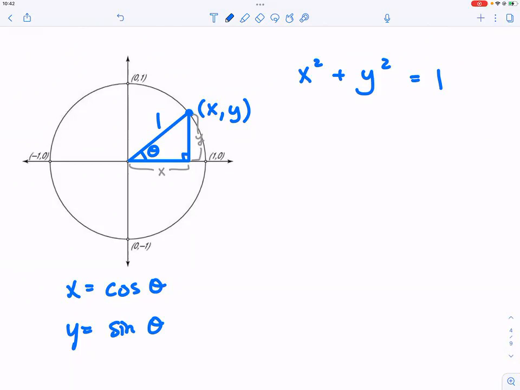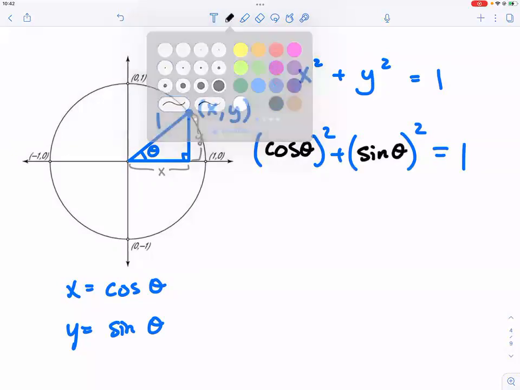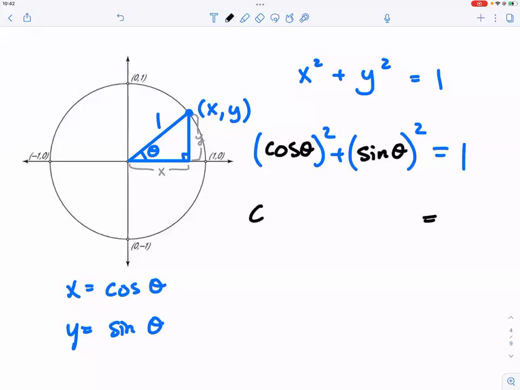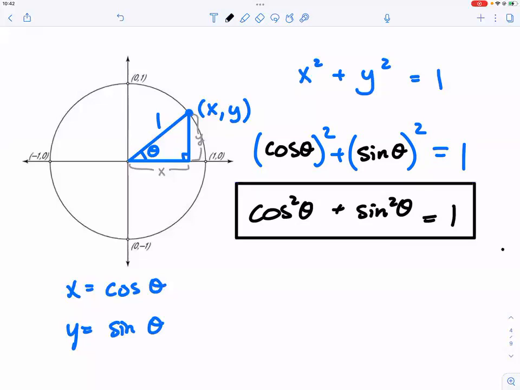Okay? So how can we merge things together? Well, we say x squared plus y squared is equal to 1. Well, x is what? x is cosine theta, and y is sine theta. So that means we can write this as cosine squared theta plus sine squared theta is equal to 1. And this would be your first identity, and it's going to be a very useful identity for the upcoming days and weeks.